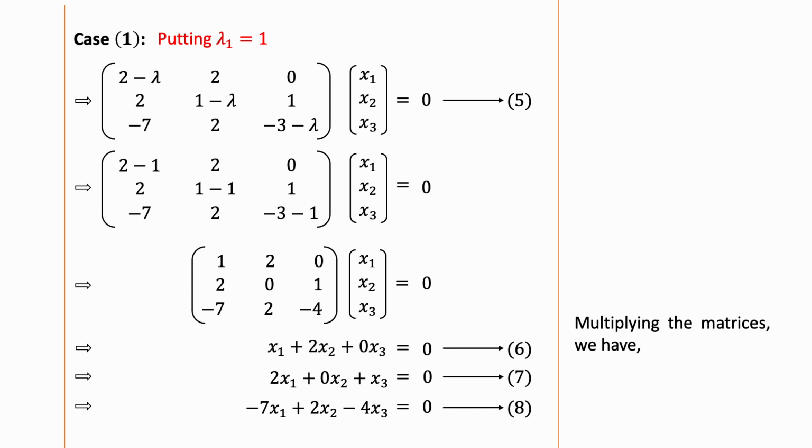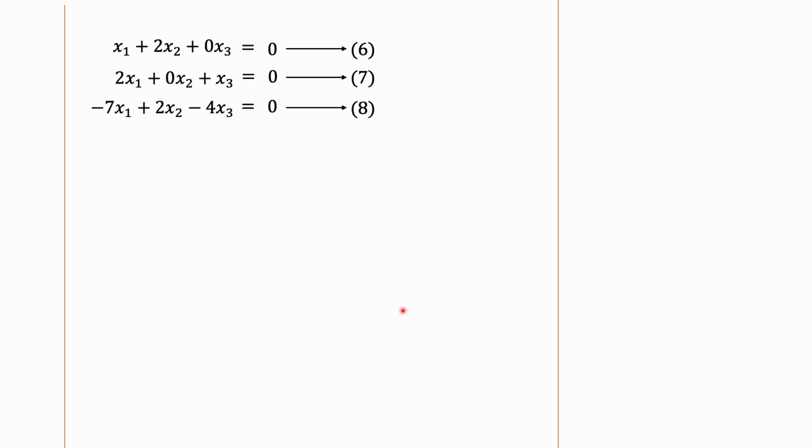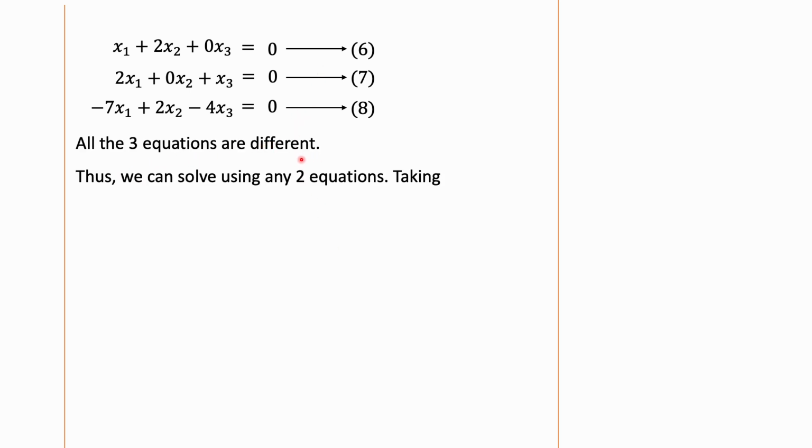So multiplying the two matrices, I get 3 equations here. Using these 3 equations, I will try to find the variables: what is the value of x1, x2 and x3. These are the 3 equations here. All the 3 equations are different, so we can solve using any 2 equations. Therefore I will be taking equation number 6 and equation number 7. You can solve using any 2 here. I am just taking 6 and 7. It is your wish.